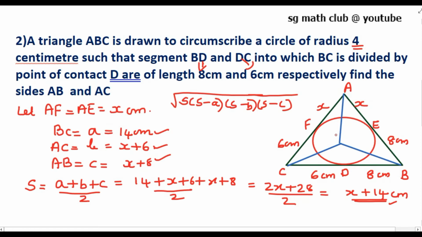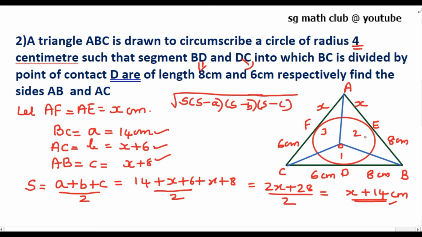Now this big triangle is divided into three small triangles like this. These are the three small triangles. One is OCB, second one is OAB, and third one is OCA. Now I am going to find the area of these three triangles separately. When you add the areas of all these three small triangles, we will get the area of the big triangle. From that we can find the value of x. So this is the procedure.